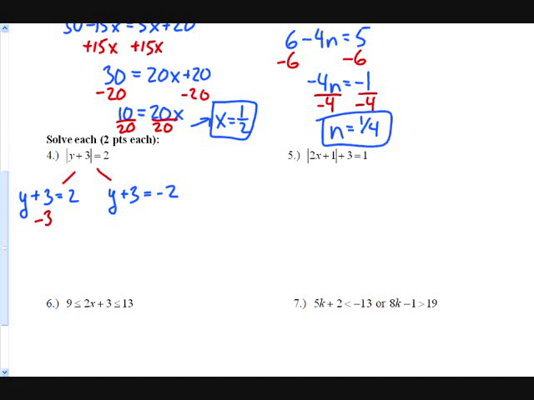I subtract the 3 from each side. So in this first one, I get y equals a negative 1. Over here, I have to subtract the 3 from each side. So I find out that y equals a negative 5.